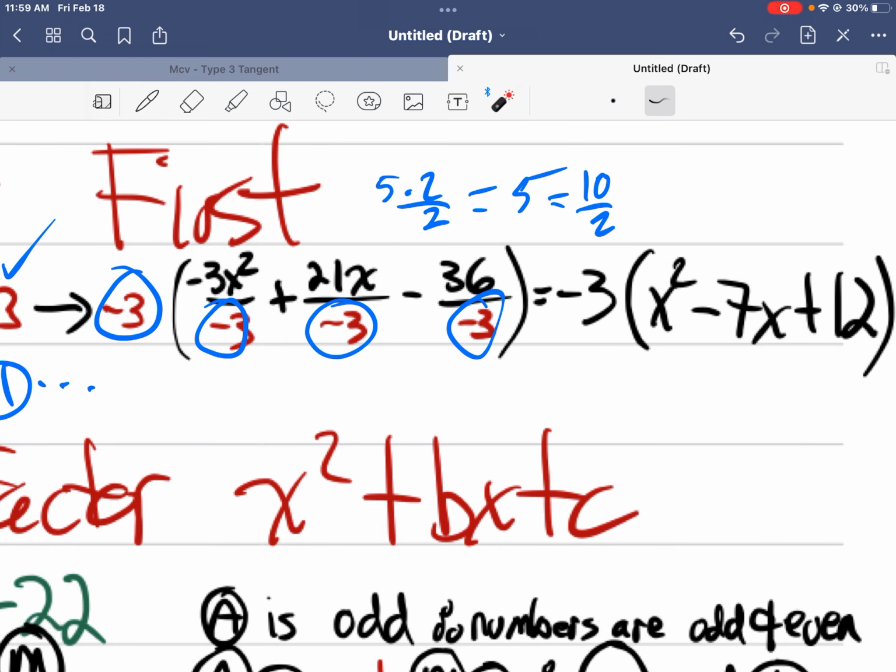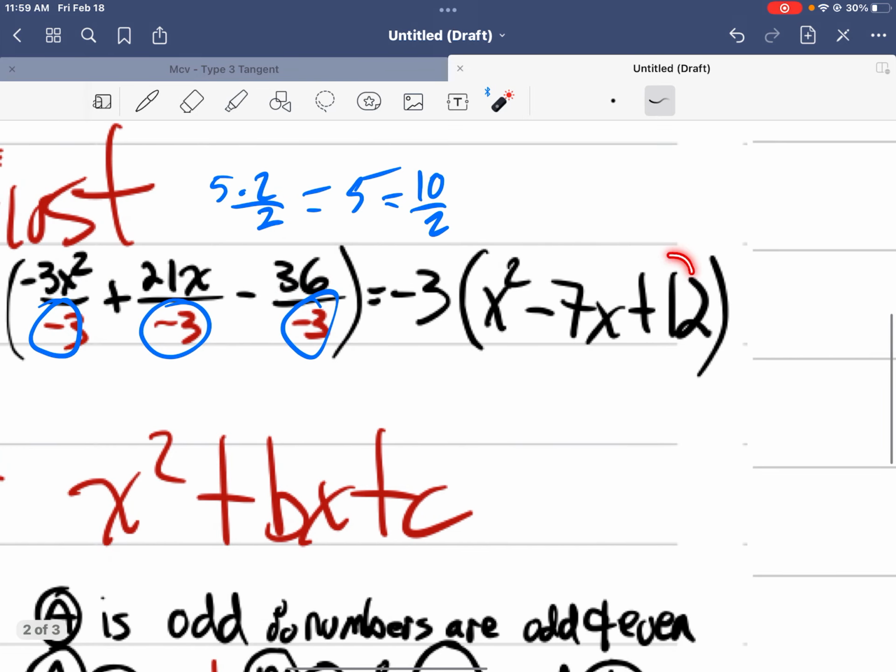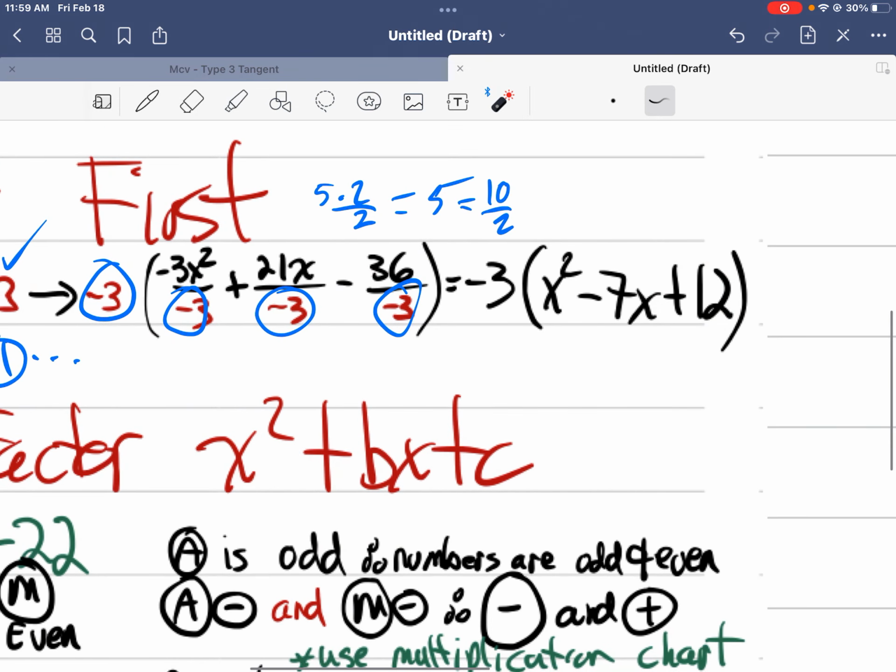Okay, so negative 3 divided by negative 3 is 1. 21 divided by negative 3 is negative 7. Negative 36 divided by negative 3, two negatives divide out to a positive 12. Once I do that, folks, then it would be easy.